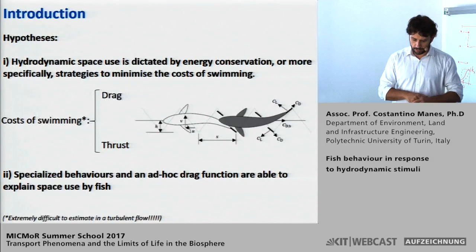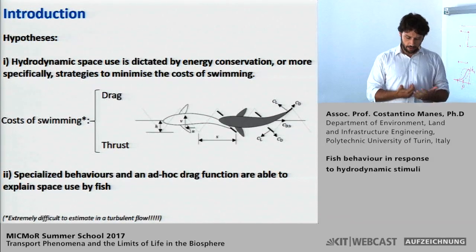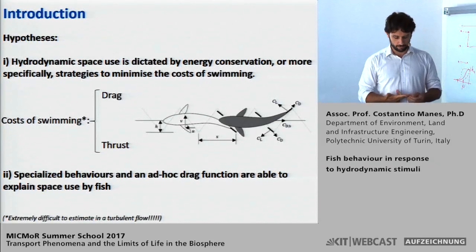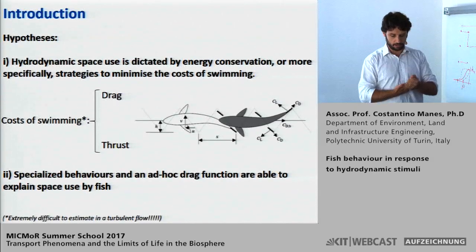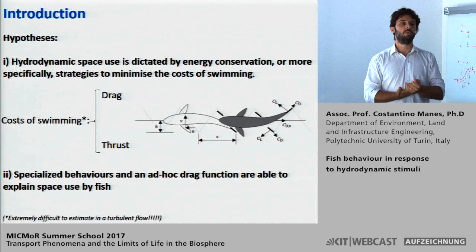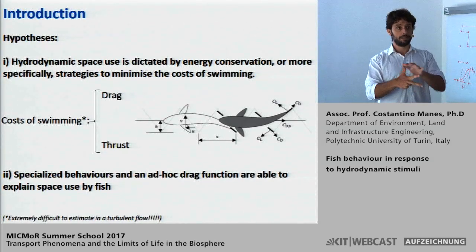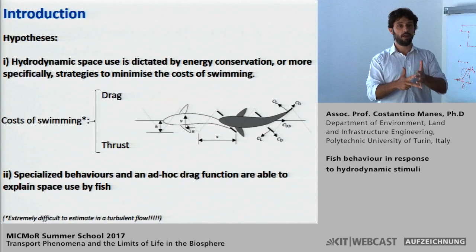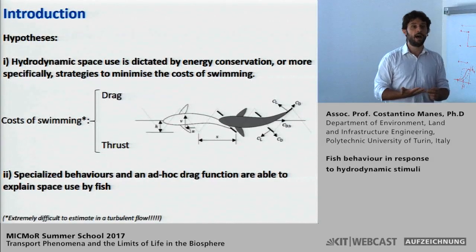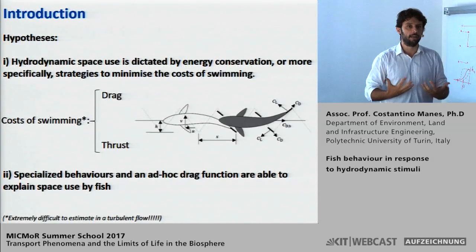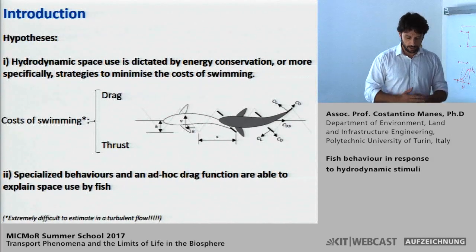The second hypothesis was that in a hydrodynamically complex environment, we can explain space use by means of two things, essentially. One is the specialized behaviors that we have observed earlier on: entrainment, bow wake riding, Karman gaiting. These are all strategies or specialized behaviors that allow fish to save energy. And then we have built an ad hoc drag function that, whenever these specialized behaviors are not feasible, allows us to quantify energy expenditure, essentially. Okay.